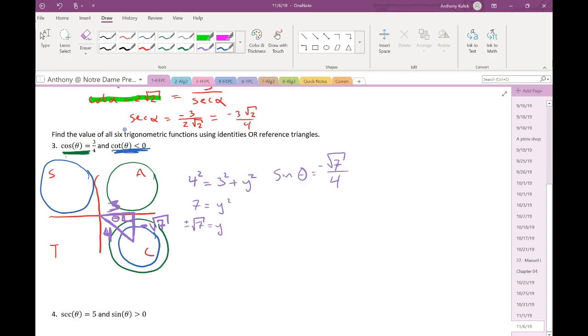You guys ready to do the identities now? Okay. All right. So I'm going to erase this thing right here. I don't think I need any more space than that, though. Okay. So first thing I'm going to do is figure out the value for sine. Because once I have cosine and sine, then I can get tangent, cotangent, secant, cosecant, everything else from it. Everybody agree with that?